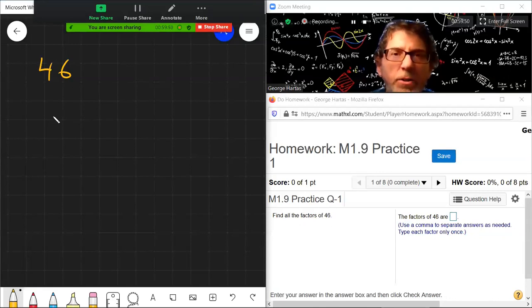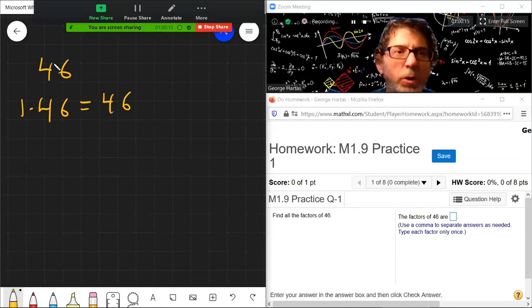So we've got to ask ourselves, what times what is 46? And as I mentioned before, we're going to do this systematically. We're going to start with the smallest number and the easiest possible factors. And that is 1 times 46 equals 46. Yeah, that's pretty straightforward. So we're looking for factors of 46.